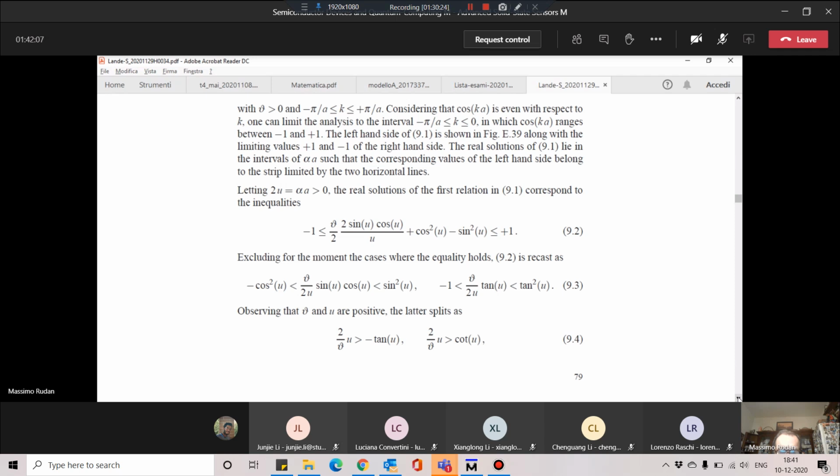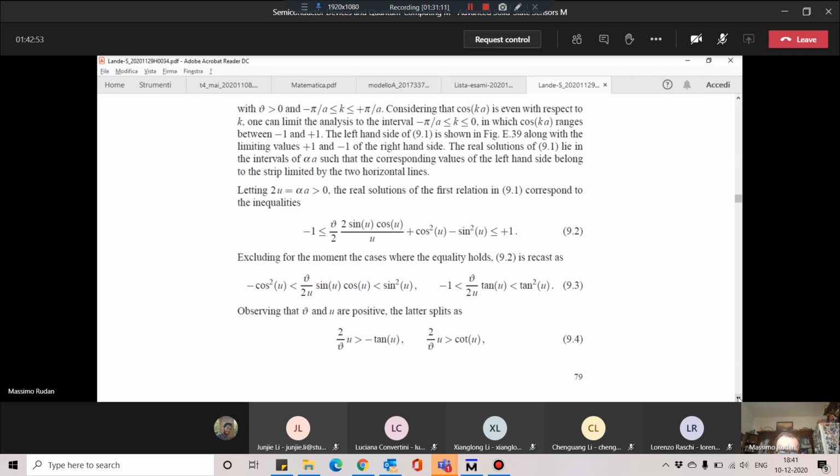Essentially this prescription splits the equation into two separate conditions. One condition is that we must have the right-hand side larger than -1. And the other condition is that the left-hand side must be smaller or equal to +1. So we split the problem into two inequalities. And after an easy calculation, we find equations 9.4.